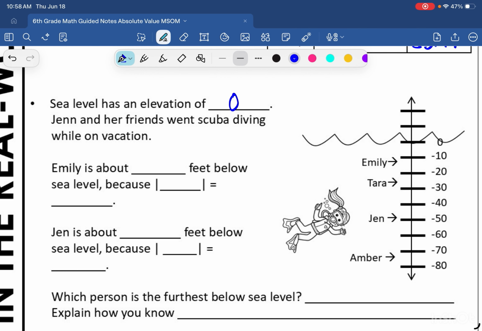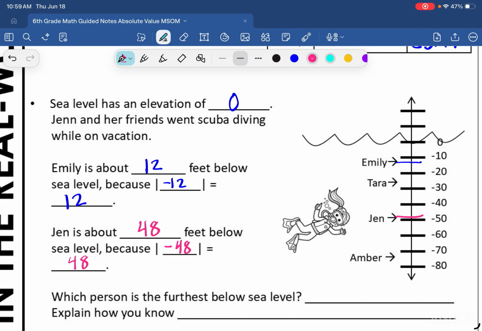Jen and her friends went scuba diving while on vacation. Emily is about blank feet below. So here's Emily right here. And if I were to guess, that looks about 12 feet below sea level because the absolute value of negative 12 is 12. Jen is about 48 feet below sea level. The absolute value of negative 48 is 48.